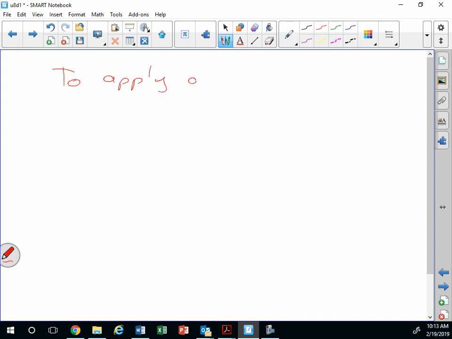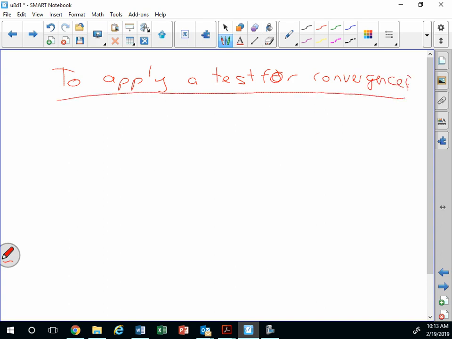To apply a test for convergence, and we're going to have lots of tests, but we've done them for divergence, which is convergence. The first thing that you have to do is you have to name the series. I.e., what kind of series is it? Is it geometric? Is it arithmetic? Is it what we call a P series? You have to name what type of series it is, and you're going to name the test.